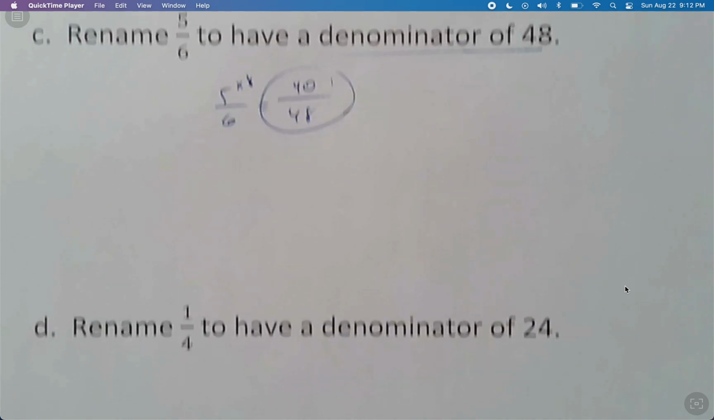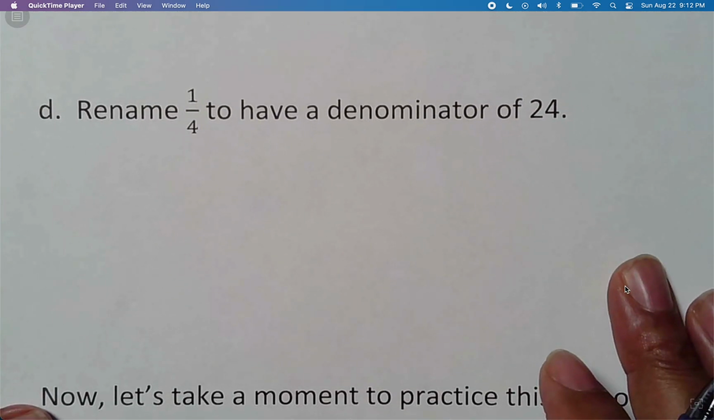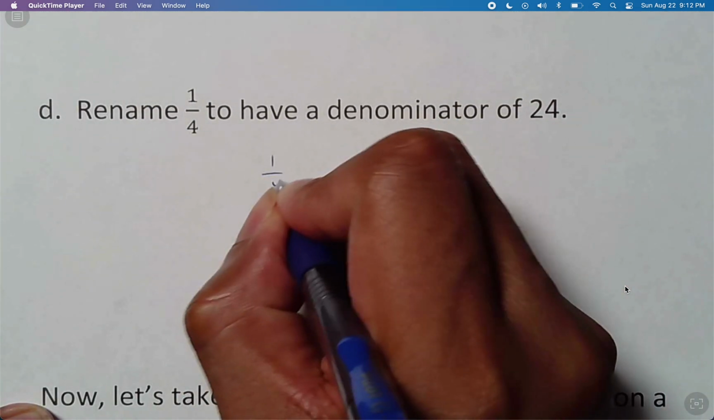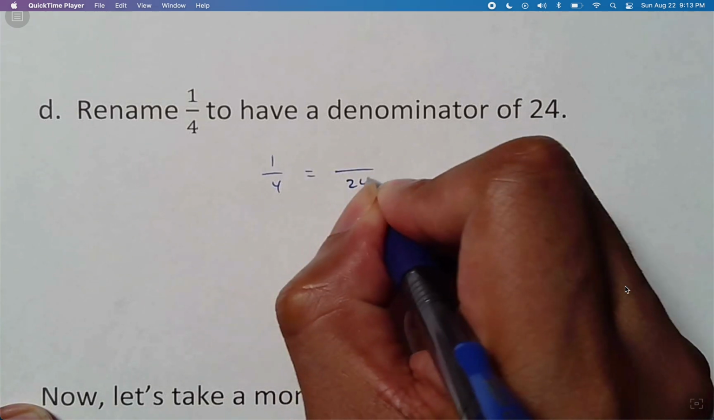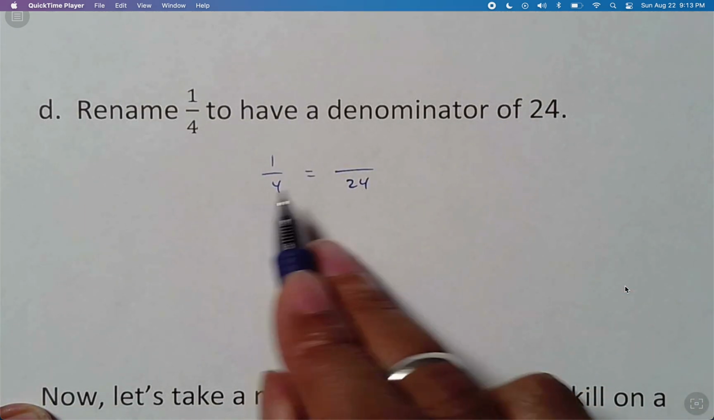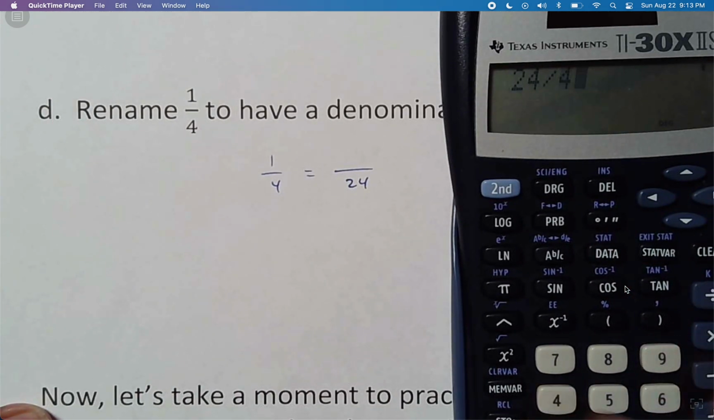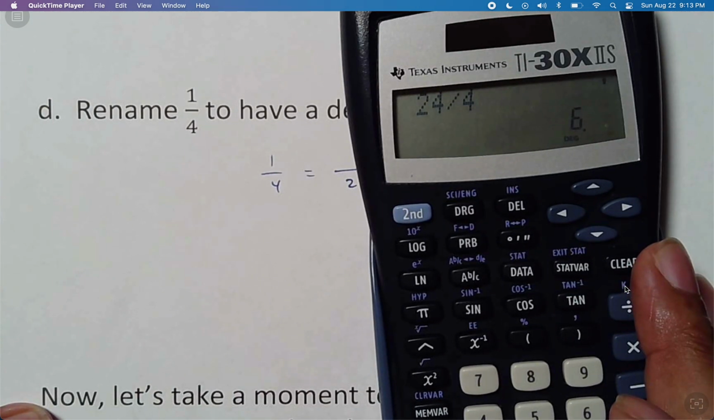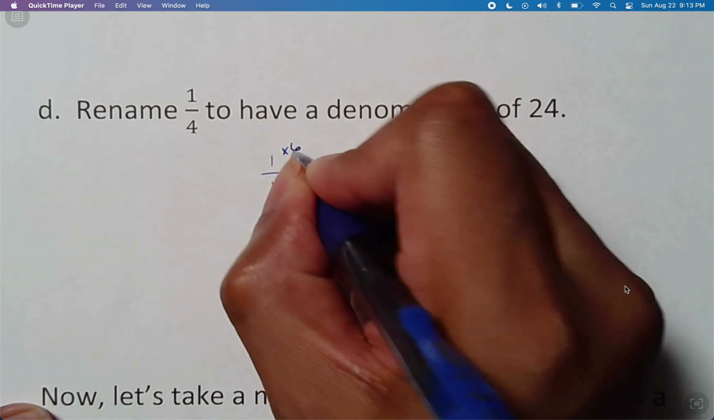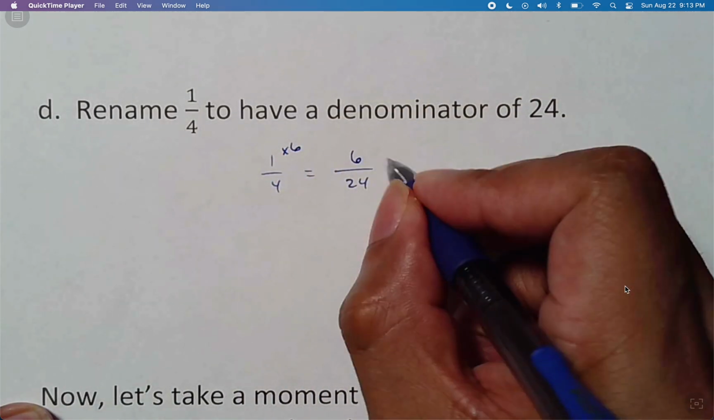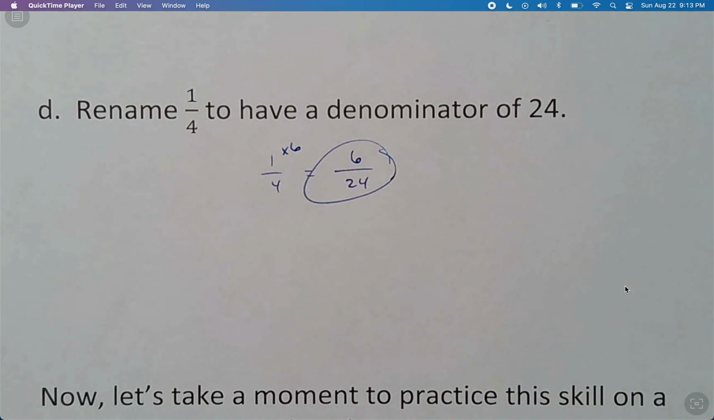And then the last example I'm going to show you today, rename 1/4 to have a denominator of 24. So 1/4 equals something over 24. The first thing I want to do is try to find out what's missing. So I do 24 divided by 4, which is 6. 1 times 6 is 6. That is your fraction. All right.